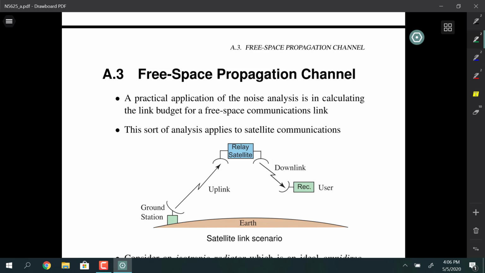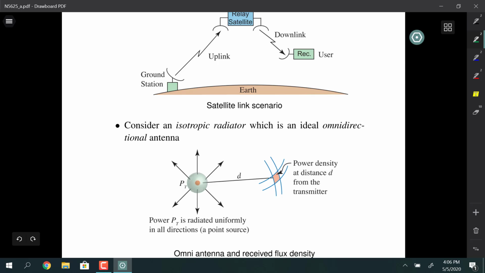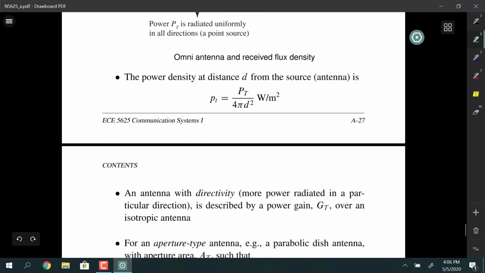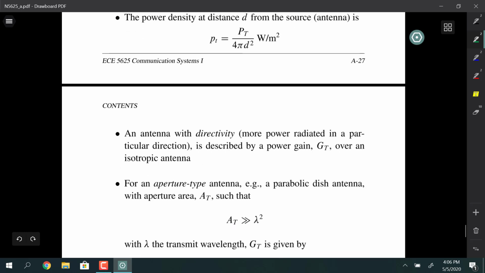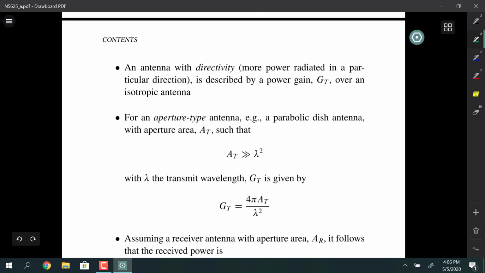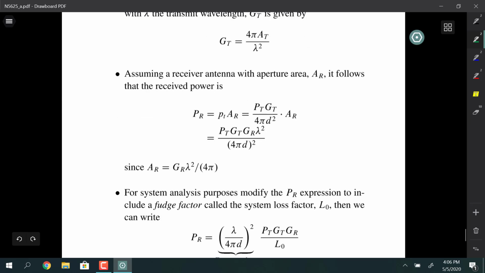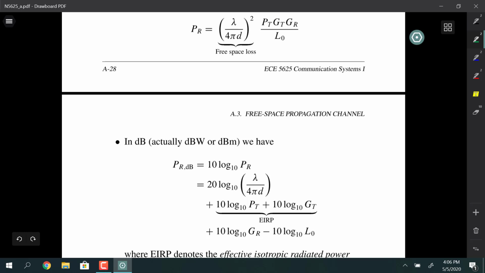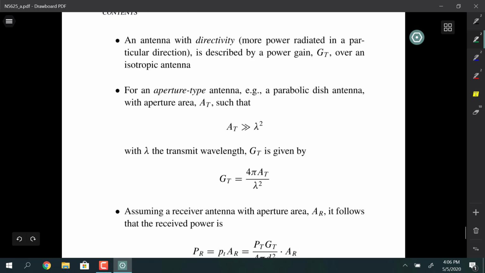So it's actually looking at a link that you would set up between a satellite and a ground station, and it talks about modeling with omni antennas and antennas that are aperture type that have gain over isotropic, and that forms the whole link budget equation. And this is pretty straightforward stuff. It's just adding and subtracting if you're doing things in decibels.